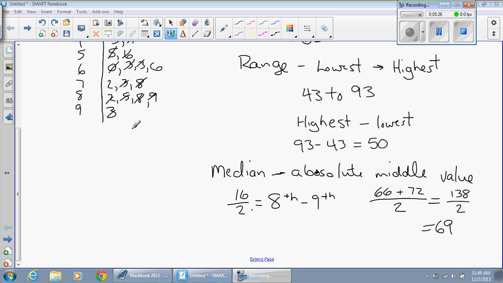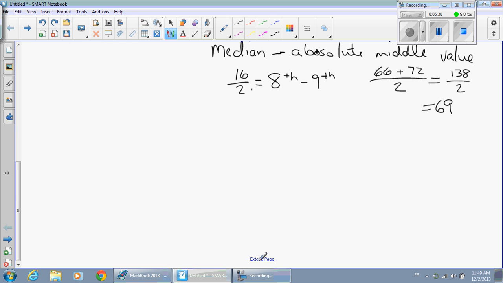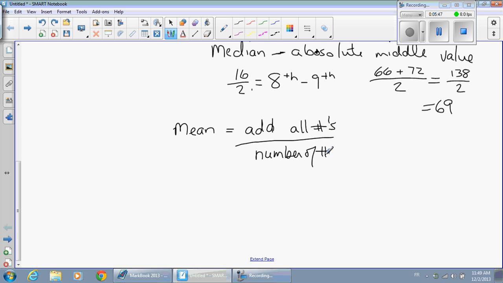We're going to go ahead and calculate the mean, apologize for that, the mean, the last measure of central tendency, the mean. So when we add all the numbers up, and we divide by the number of numbers. So essentially you can represent it like this.